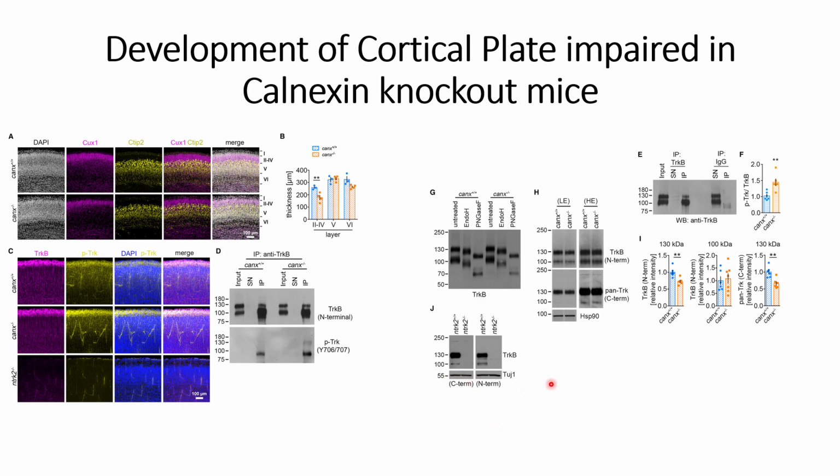So I hope you got some idea about how these mice model results are being analyzed to come to a point that calnexin knockout plays a role towards TRKB phosphorylation, and that is known in the literature to be correlated with cortical plate development, thereby affecting the brain's higher functions.